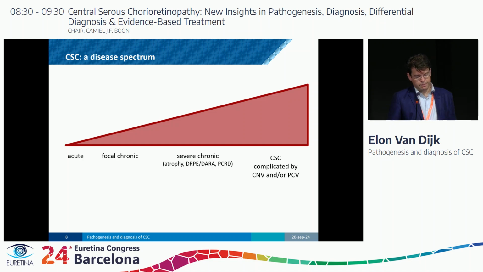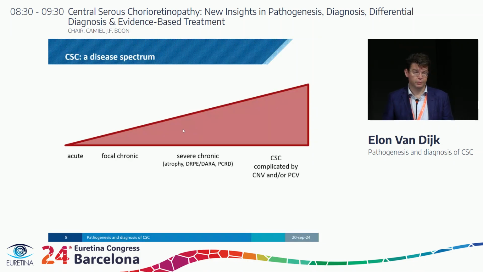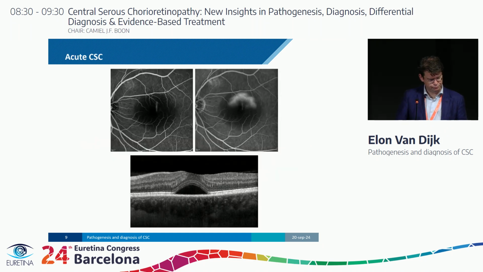So CSC is a disease spectrum going from very focal, acute cases in often young men or pregnant women to focal chronic cases, but also severe chronic cases with more extensive atrophy, more extensive intraretinal fluid can be present actually, which is often not related to neovascularization, but in the end, or also quite early, it can be complicated by often a type 1 neovascularization with or without a polypoidal or aneurysmal type 1 component.